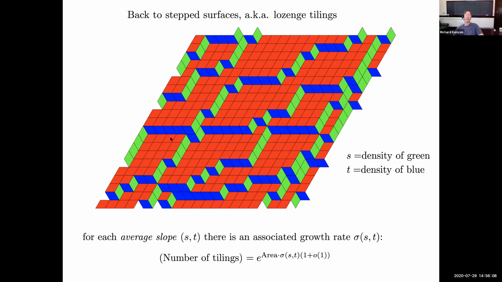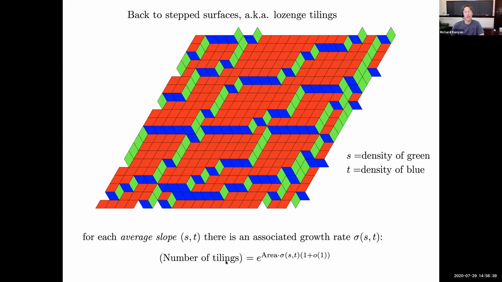And so rather than take the uniform measure on all configurations, I can fix this slope S, T and just take the associated measure on configurations which have a fixed average slope S and T. So if you like, fix the total number of greens, blues, and reds to be equal to some fixed numbers, fixed densities S, T, and 1 minus S minus T, and then take a uniform configuration with those densities and ask how many are there, all right?